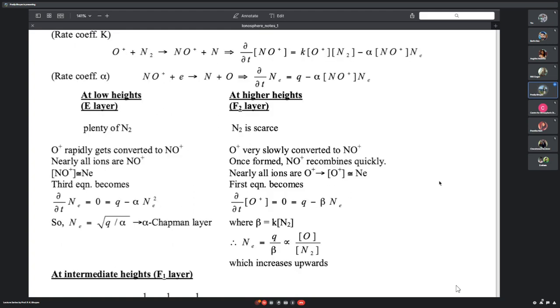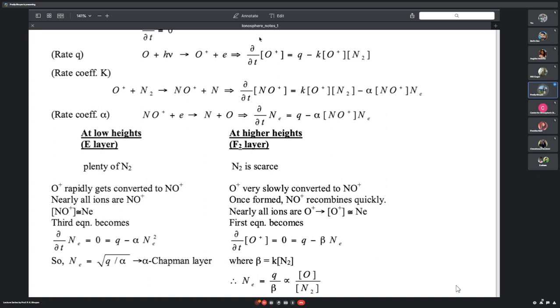Keeping these three equations in mind, if you have noted them down, that is also fine. These three equations are the important equations in the E and F region. How they define the E and F region, we'll see now. These three equations define the E and F region. Define means ionization in the E and F region.